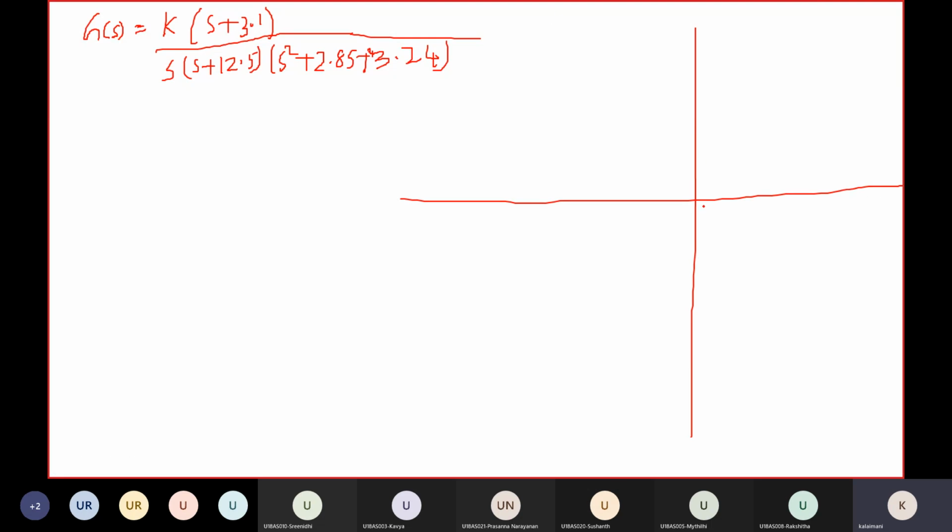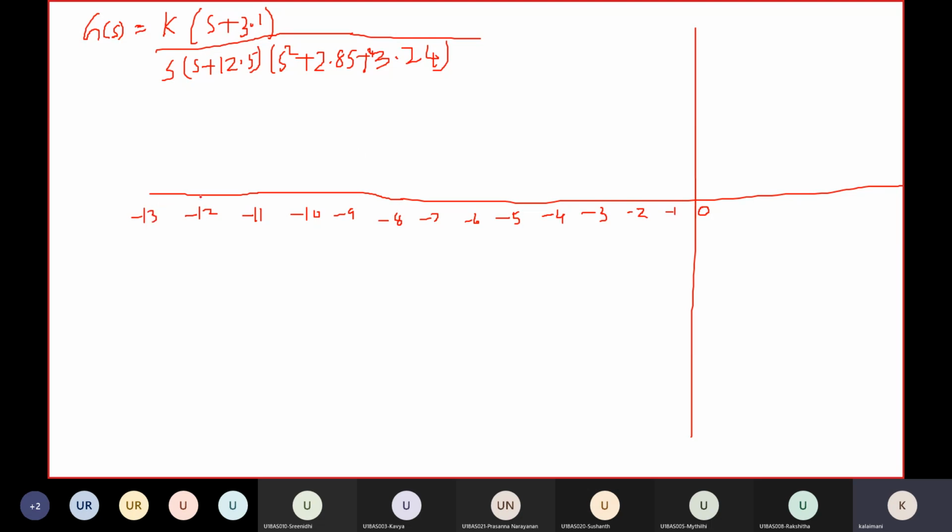So this will be 0 and minus 1, minus 2, minus 3, minus 4, minus 5, minus 6, minus 7, minus 8, minus 9, minus 10, minus 11, minus 12, minus 13.